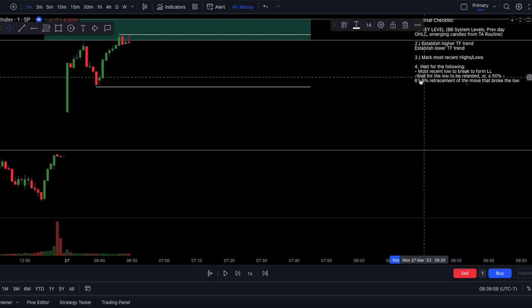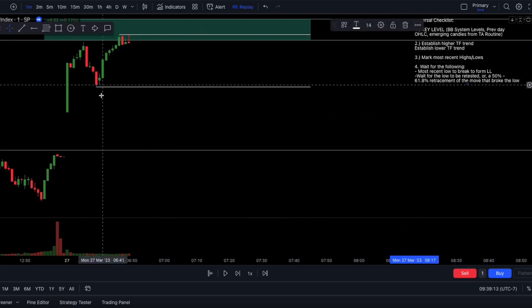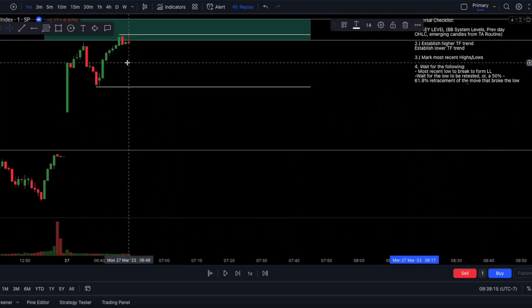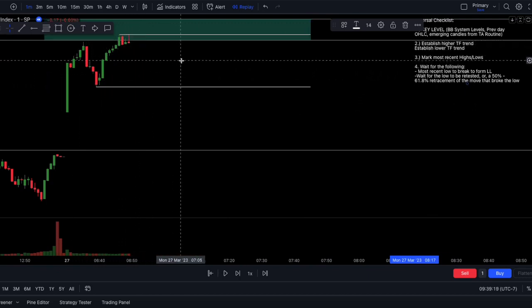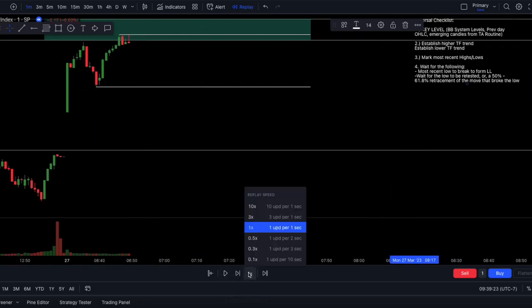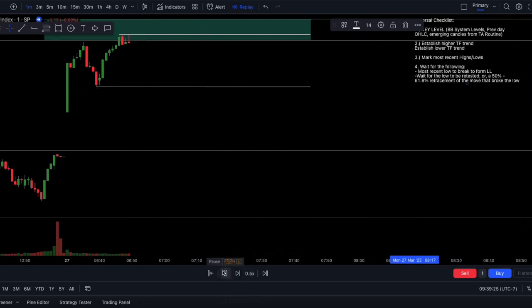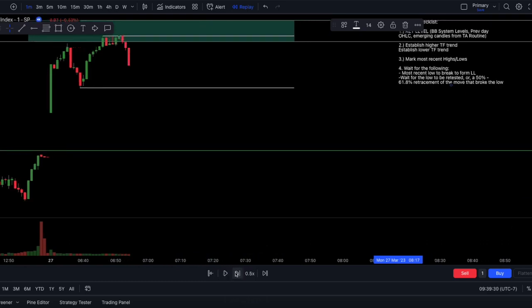Okay, so that's what we're waiting for now. Since we've marked the most recent highs and lows, we want to see a break of this low, or possibly a lower high or whatever. We're just going to be patient here and wait for this setup to form. So I'm just going to step through.